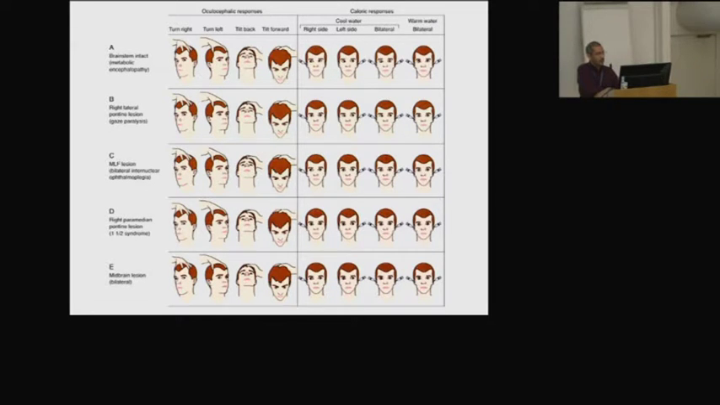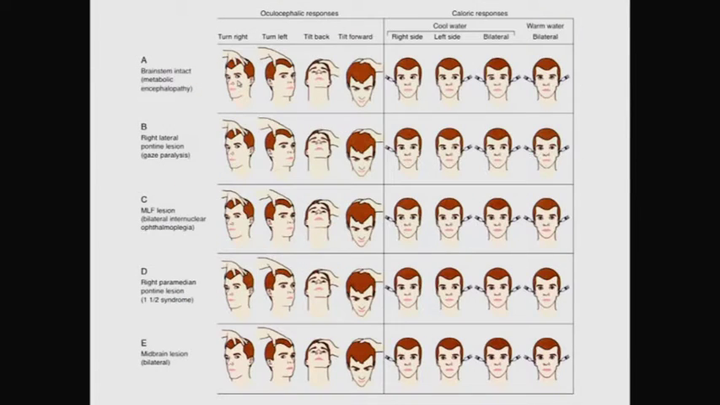So here what you're doing is moving their head from side to side and up and down. And when you move their head from side to side, the eyes should always be pointing straight ahead. Same thing when you move the head up and down, the eyes should be pointing straight ahead. That's an intact pathway in terms of the brainstem reflexes.